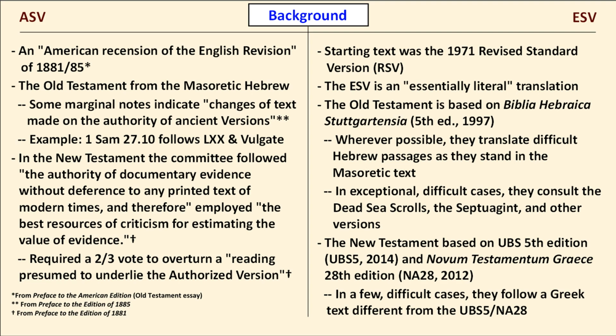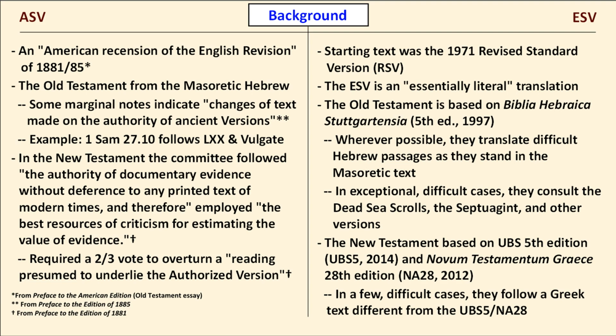In the New Testament, the Revised Version and its American counterpart do not follow any specific Greek edition. As we will see, the translators diverged from Westcott and Hort's 1881 Greek New Testament on many occasions. Essentially, they did their own textual criticism, and to depart from the reading presumed to underlie the King James Version required a 2/3 vote.